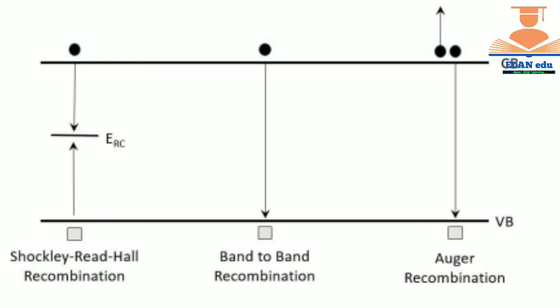This diagram shows the radiative band to band recombination and non-radiative recombination. The second diagram shows the Shockley-Read-Hall recombination method. The third shows Auger recombination, where the black circles represent metastable electrons in the conduction band while gray squares represent electron holes in the conduction band. This ERC is an arbitrary energy level introduced in the band gap that acts as the recombination center.